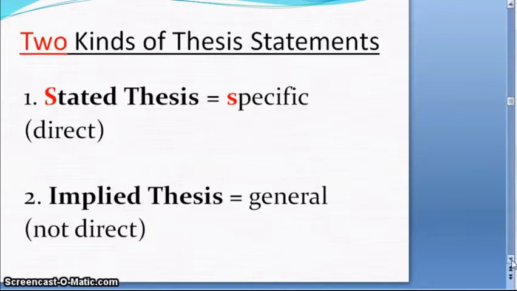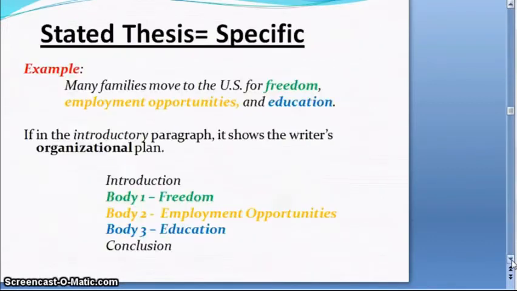In general, there are 2 kinds of thesis statements. First is a stated thesis, which is specific. It's direct. It's going to include details that you're going to mention later on in your work. The second type is an implied thesis. This is general, not direct.